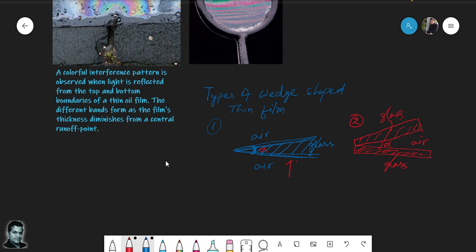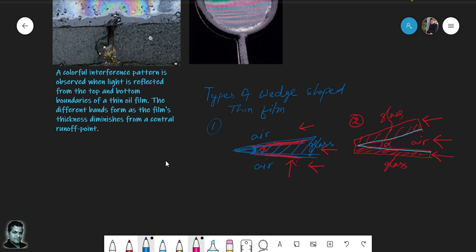Now in this case, the film is formed by this material glass, and in this case the film is formed by air. So here is a denser medium, here is another denser medium. So two denser media enclose a rarer medium, and in this case here is a rarer medium, here is a rarer medium enclosing a denser medium. So that's how they are different. Now when we take the first type of the film, then the interface is right here, and when we take the second type of the film, the interface is here.